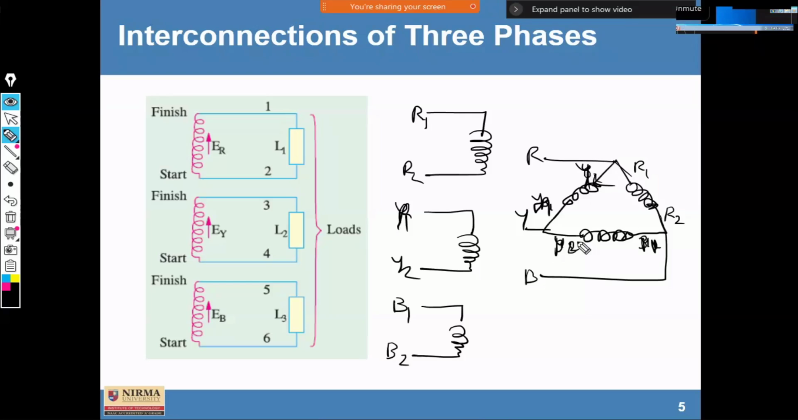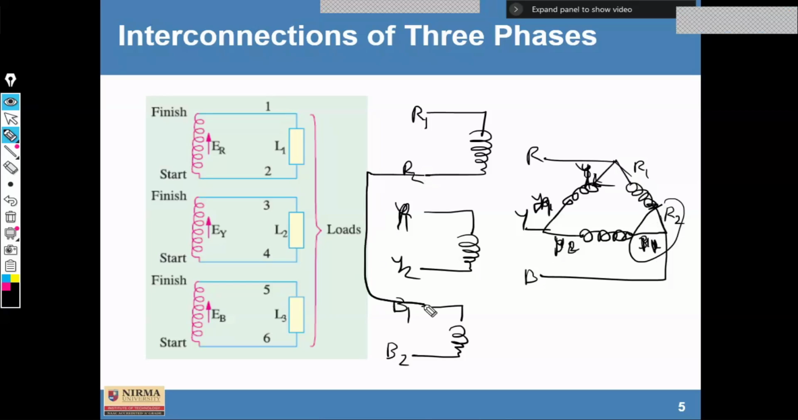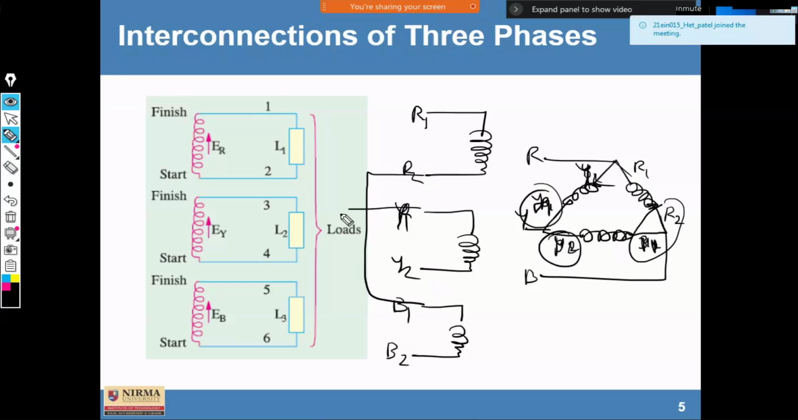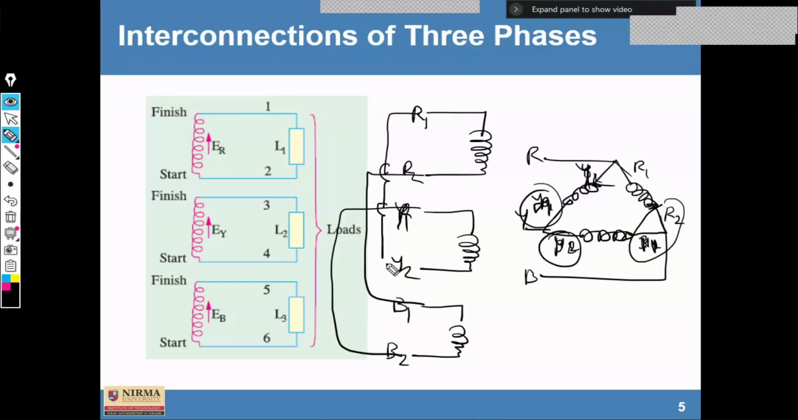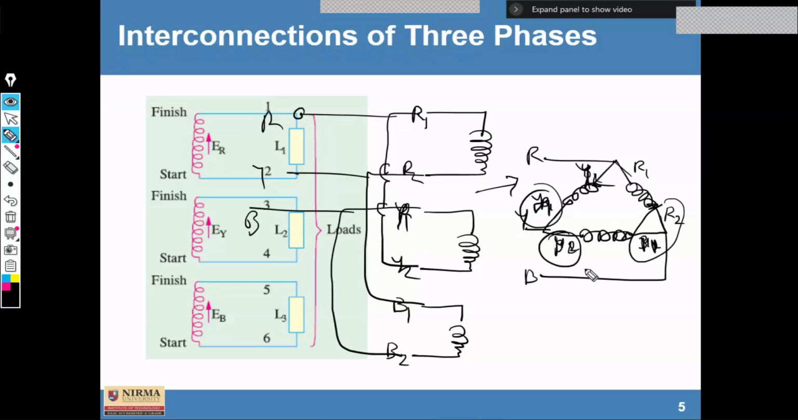Clear? So by connecting this, which two different terminals are shorted? R2, B1. So R2, B1 is shorted like this. Clear? Similarly, this B2 is shorted to Y1, so B2, Y1 like this, and like this. So this way, if we connect and take three different terminals out from this, these are the RYB connections. And if we rearrange, we can rearrange in the form of a delta connection.